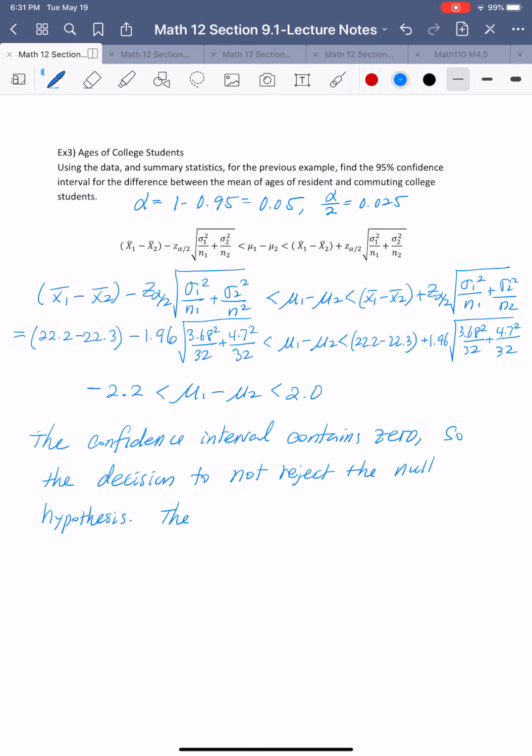So the result agrees with the previous result. It must be the same conclusion though.